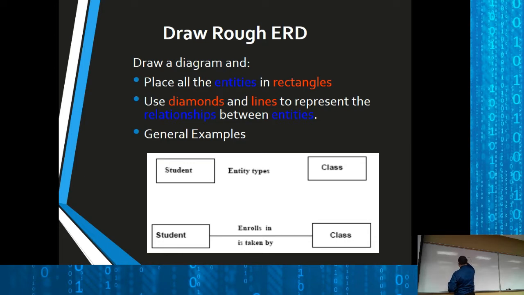For example, employee. This is an entity. It's a thing. And then use diamonds and lines to represent the connections between the entities, the relationships. In here, this one doesn't have a diamond because they haven't drawn it in yet.